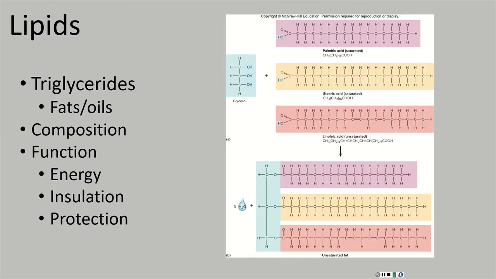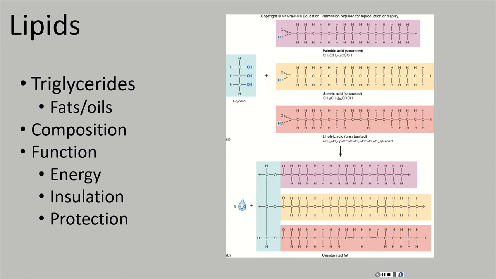So first, let's look at the triglyceride lipids. Triglycerides, when they are solid at room temperature, we call them fats. When they are liquid at room temperature, we call them oils. Now, fats and oils is not a clear-cut division between the two because some oils are solid at room temperature, some fats are liquid at room temperature. But as a general rule, fat just means solid at room temperature and oil means liquid at room temperature.